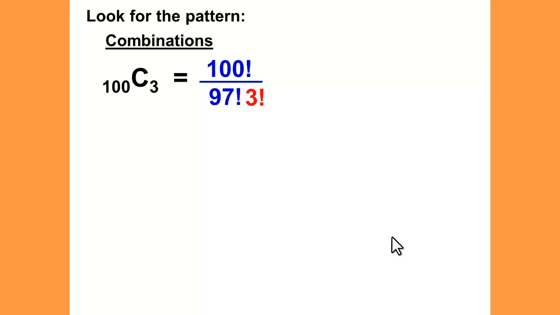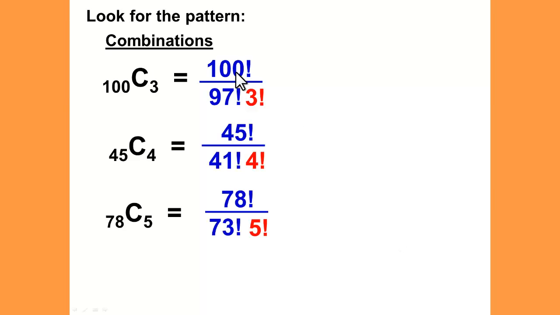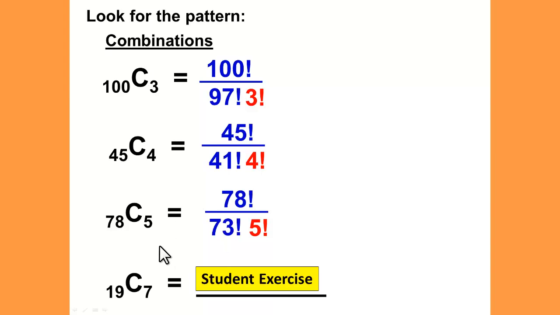Now let's do combinations. Again, we're going to look for the pattern. Notice when we have 100 combination 3, or 100C3, we have 100 factorial on top, 97 factorial on the bottom, just like we did before, but we've added this 3 factorial on the bottom. 45C4 has 45 factorial over 41 factorial and 4 factorial. So the pattern looks pretty obvious here. Obvious is a dangerous word in math. So let's think it through.